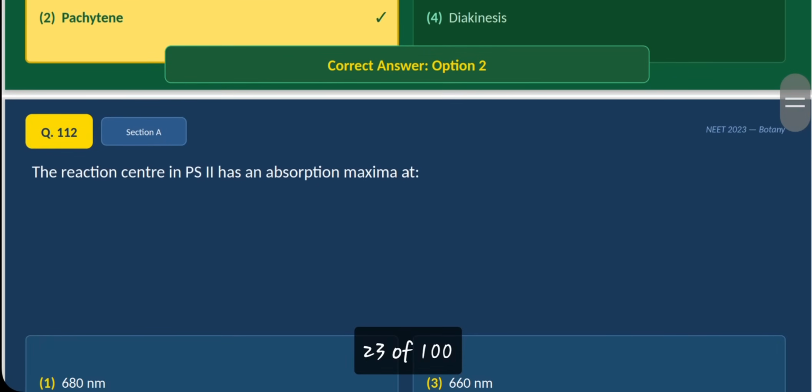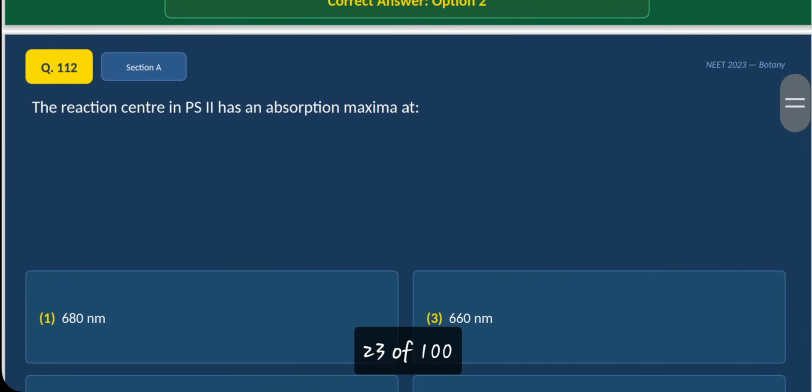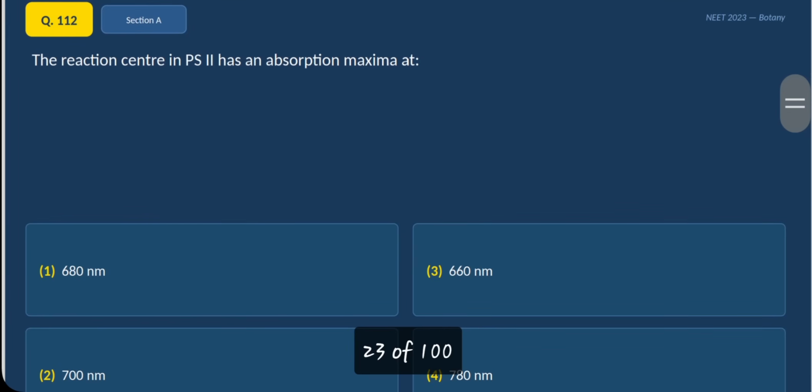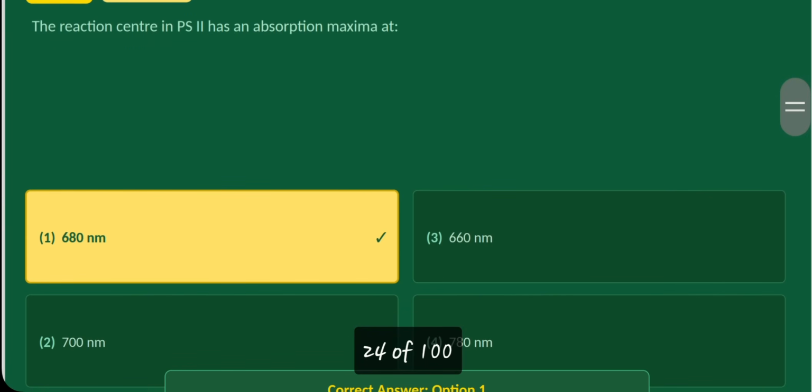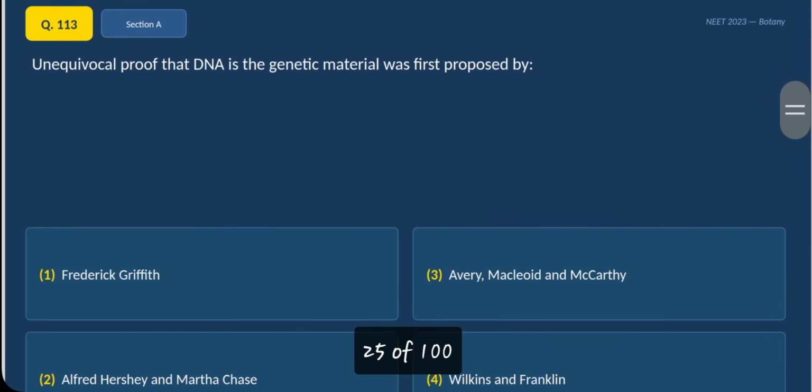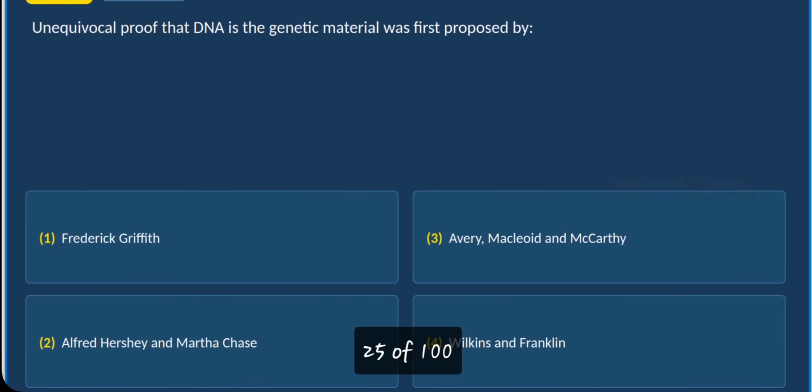The reaction center in PS2 has an absorption maximum at, so PS2, photosystem 2, will be having 680 nanometer. The correct answer is 680 nanometer. PS1 is 700 nanometer.